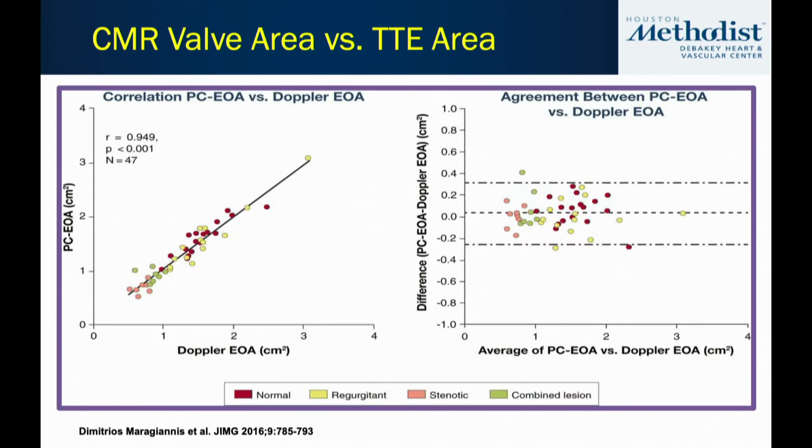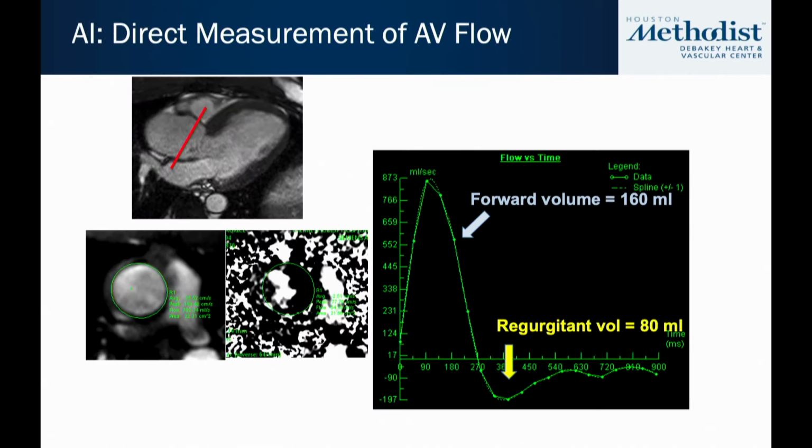This very nicely shows the relationship in this series of close to 100 patients between the EOA derived by phase contrast CMR and the EOA derived by echo Doppler, showing in fact a fairly nice relationship and a Bland-Altman that showed limits of agreement of really within 0.2 to 0.3 centimeters squared.